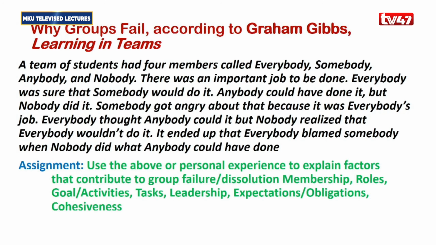Somebody got angry about that because it was everybody's job. Everybody thought anybody could do it, but nobody realized that everybody wouldn't do it. It ended up that everybody blamed somebody when nobody did what anybody could have done. So this group failed, this group dissolved itself because of some reasons. So the reasons were that we had a problem of leadership, we had the problem of identity, all these things, goals, activities, tasks, leadership, expectations, obligations, cohesiveness are reflected in this problem here.